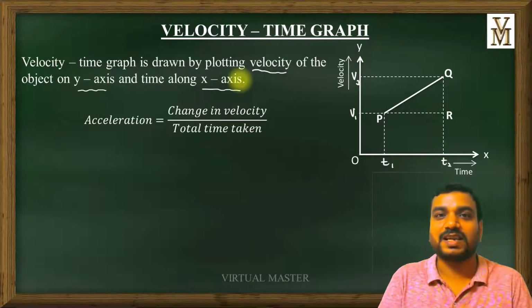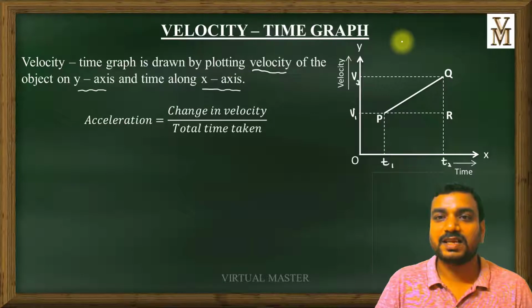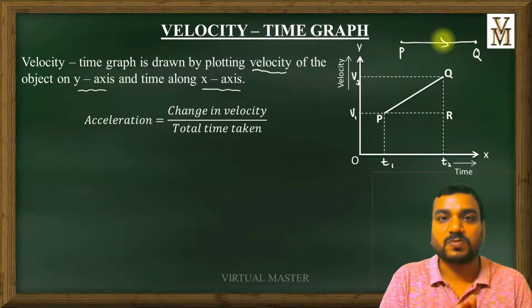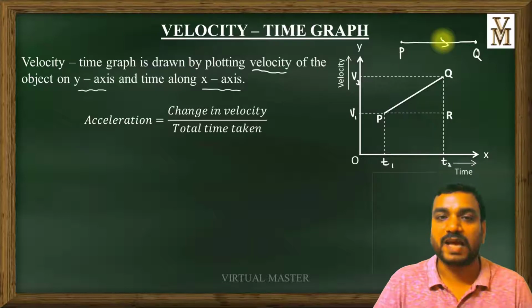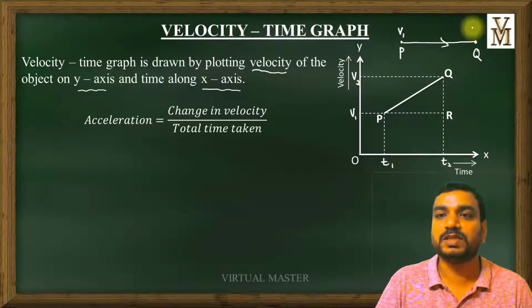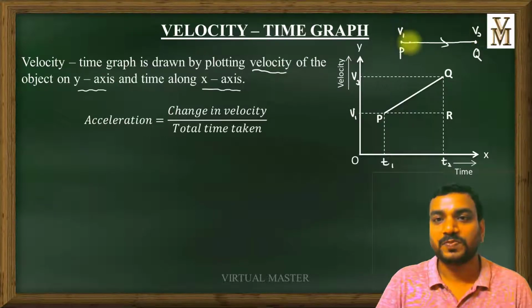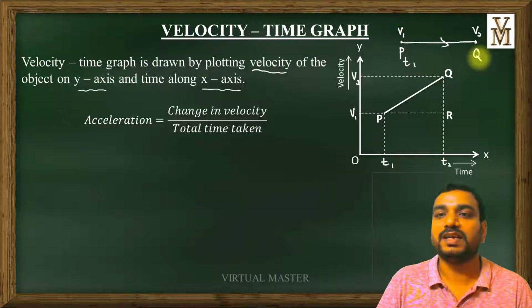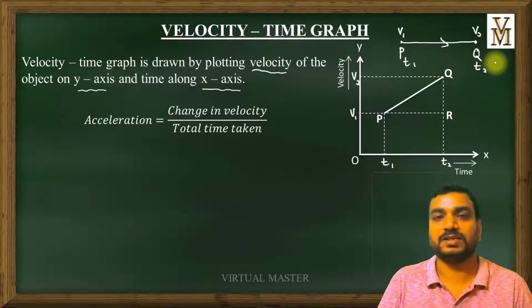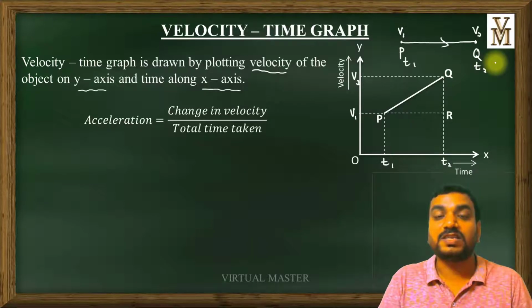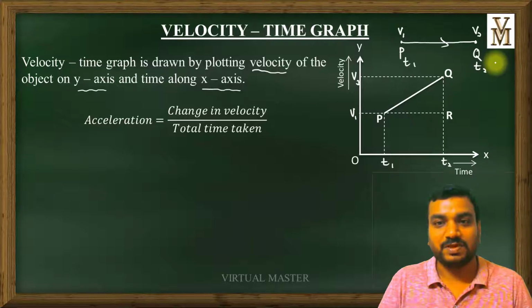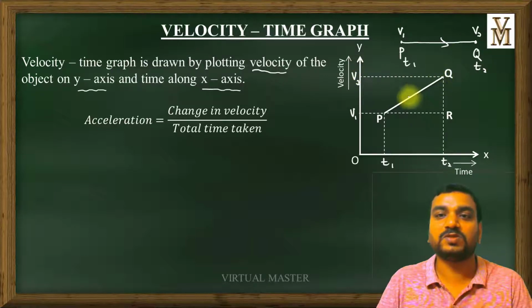To understand this better, let us take one example. Let us consider an object is moving from point P to point Q with uniform acceleration. Let v1 be the velocity of the object at point P and v2 be the velocity of the object at point Q, and let us assume that the object starts from point P at a time t1 and reaches point Q at a time t2 seconds. Now if we plot the velocity time graph of the object for this example, we get a curve similar to this one.